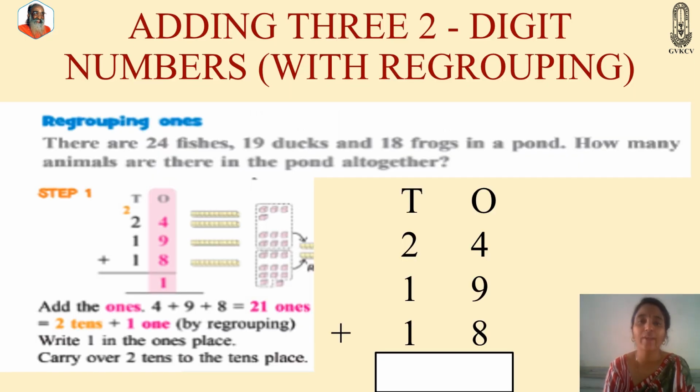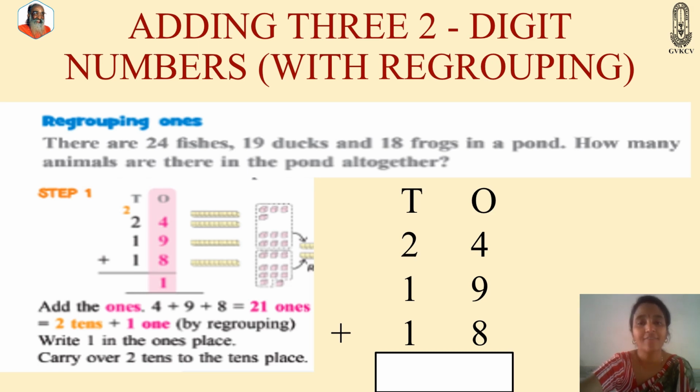Now we are going to learn about adding 3 two-digit numbers with regrouping. Till now we added only two rows of numbers. From now onwards we will add 3 rows of numbers. Okay? Now let us go to the question. There are 24 fishes, 19 ducks and 18 frogs in a pond. How many animals are there in the pond altogether?